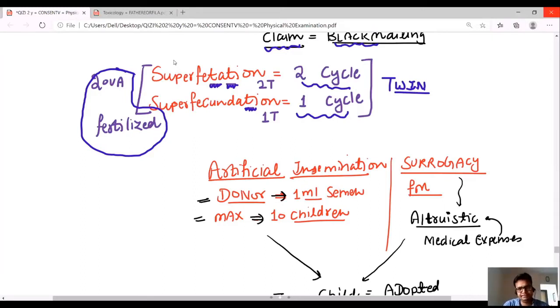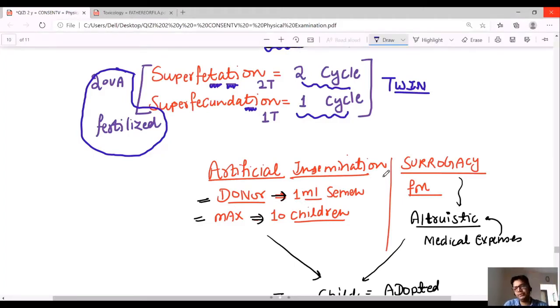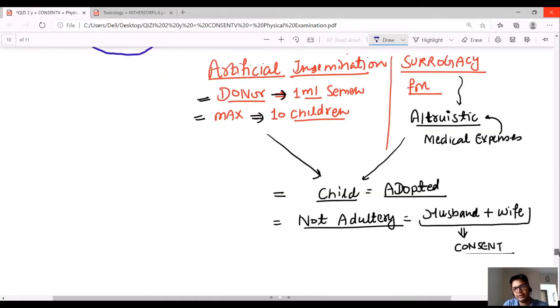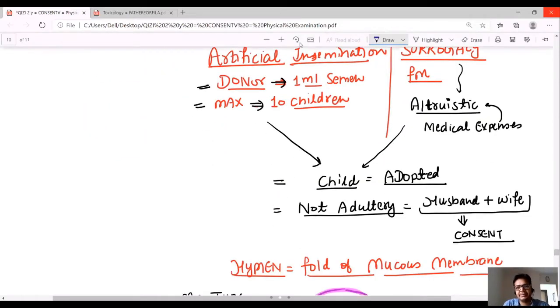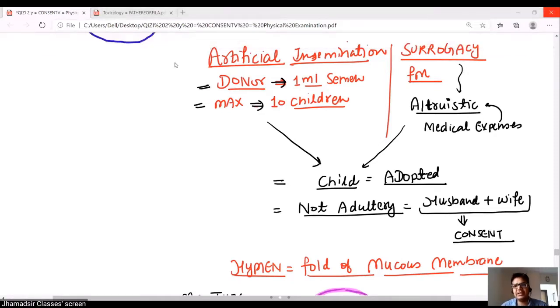Twin pregnancy. Okay. Now, sir, I'm coming to the next word. There were 2T, 2 cycle, 1T, 1 cycle. I cannot make an easier trick than this. Now we are coming to artificial insemination. Doctor Sahab, what is artificial insemination? Yes, sir. You are depositing semen artificially, not by sex.